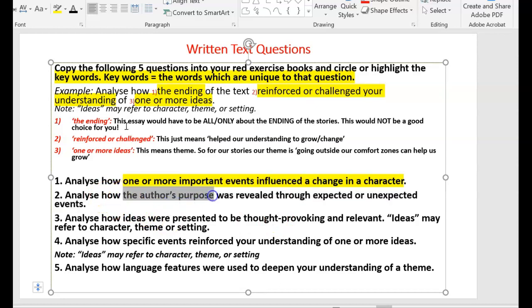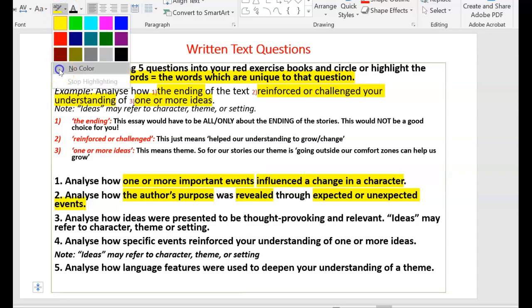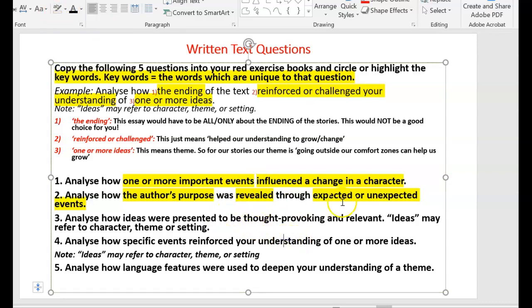Number 2, the author's purpose. How was it revealed? And you have to write about expected or unexpected events. Those are the three parts. Some questions only have two, but many have three areas in a question you have to talk about.